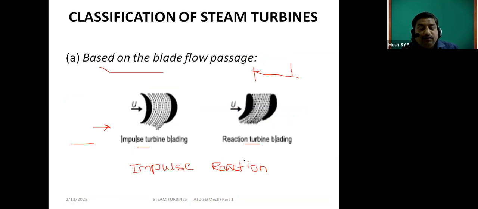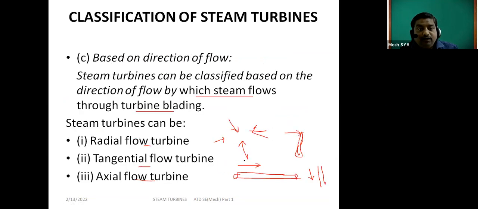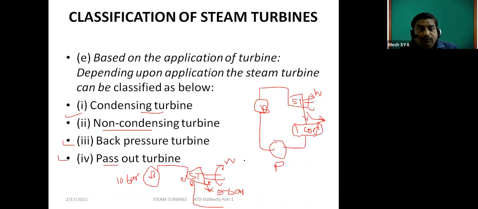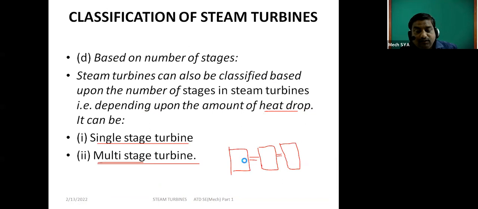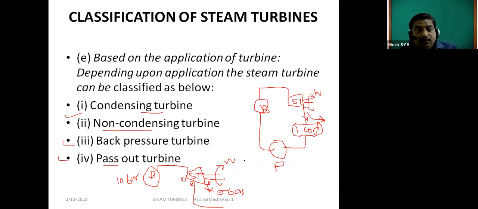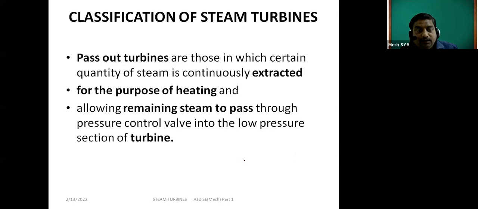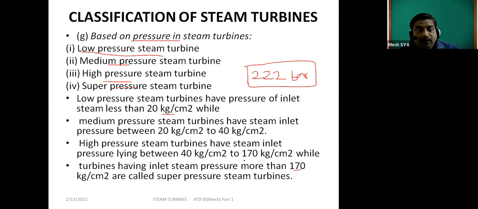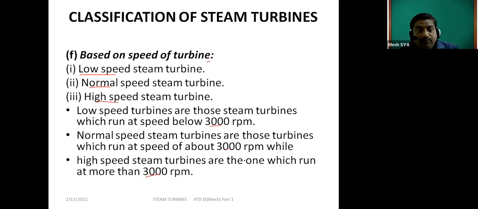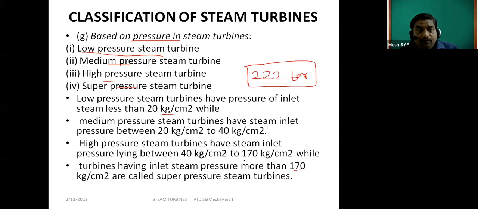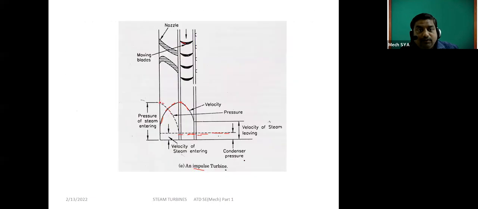Based on the classification we have discussed: impulse, reaction; direction of flow, radial, tangential, axial; number of stages, single stage, multi-stage; condensing, non-condensing, back pressure, pass out. We explained everything, I think, so no doubt on this. Depending on speed: low speed, medium speed, high speed. Inlet pressure: low pressure, medium pressure, high pressure, supercritical. And then afterwards, the impulse turbine and its classification.